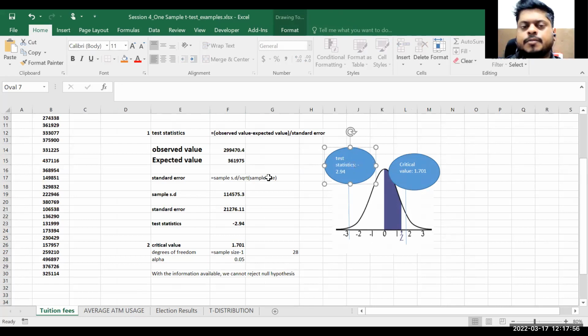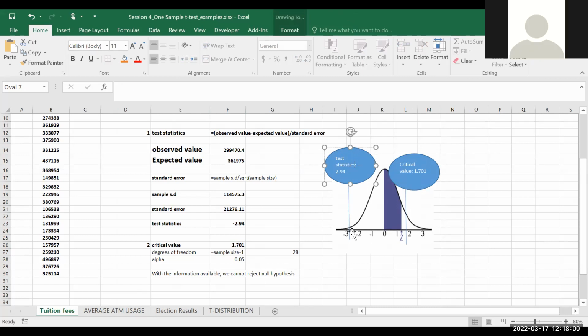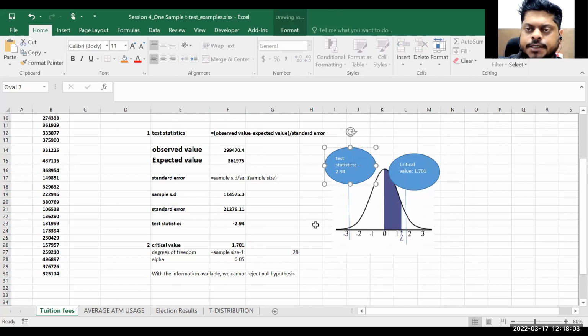Sorry, sir, I was thinking that was a calculation. That's why I got confused. Yes, there is no calculation. You are just comparing where my test statistic lies in comparison to the critical value. It is above the critical value or less than the critical value. If it is within the critical value, I cannot reject. If it is above the critical value, then I will be rejecting the null hypothesis. In this particular case, I cannot reject.